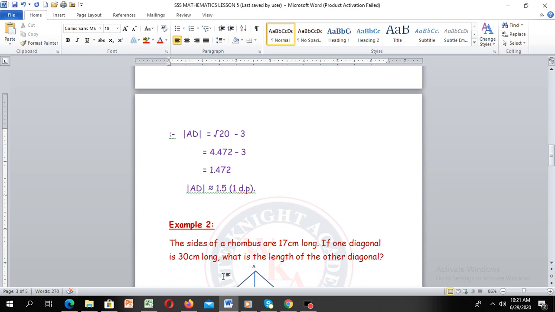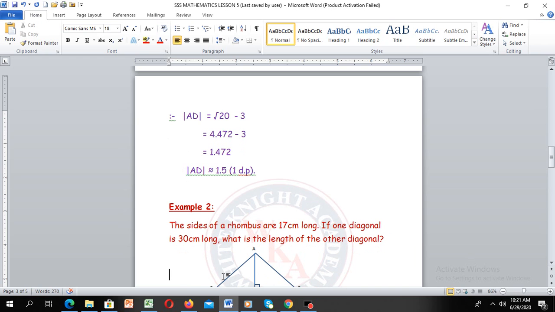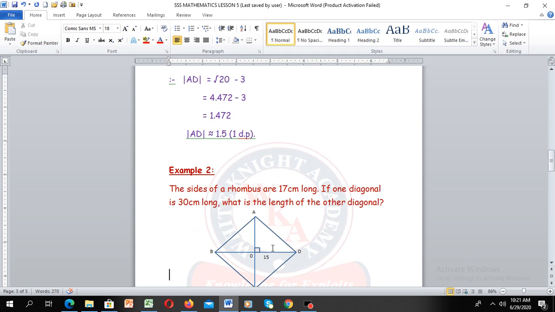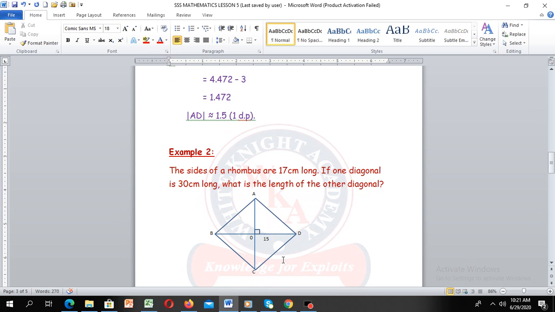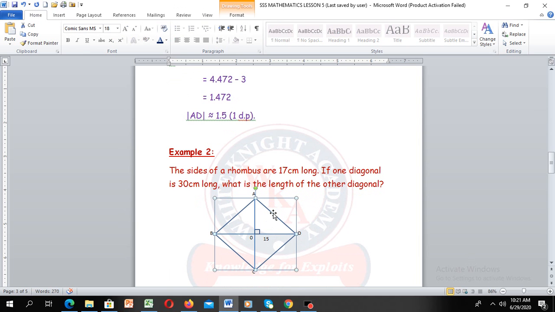Right. The second example about Pythagoras rule is a word problem. The sides of a rhombus are 17 centimeters long. If one diagonal is 30 centimeters long, what is the length of the other diagonal? So this is a diagram showing rhombus ABCD.